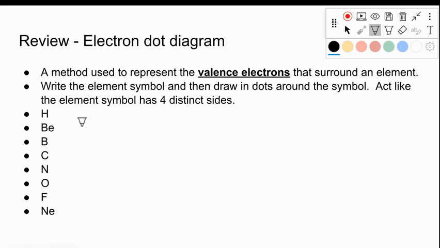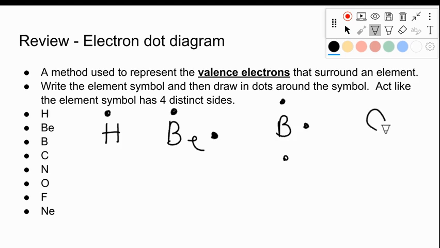So first of all, you have to know how many valence electrons are in each group. Hydrogen is in group 1. Everything in group 1 has one valence electron. So to do the dot diagram, I'm going to draw the element symbol, and then start on the north side and put one single dot because it only has one valence electron. Beryllium is in group 2. Everything in group 2 has two valence electrons. So I'm going to start on the top, one dot, go to the right, two dots. Boron is in group 13. Everything in group 13 has three valence electrons. So I'm going to start up here, 1, 2, 3.